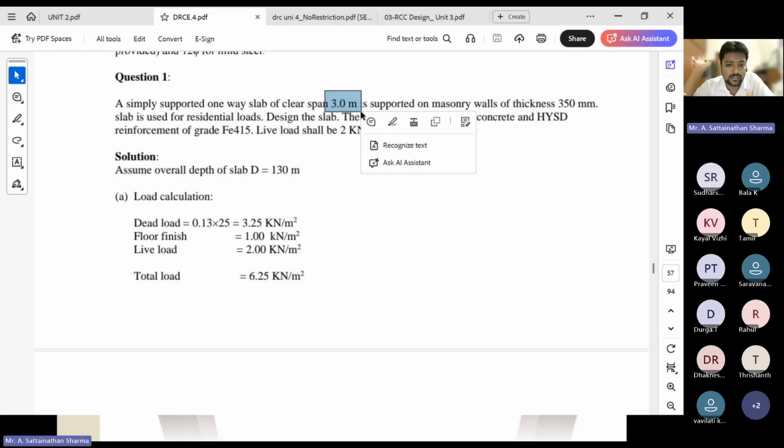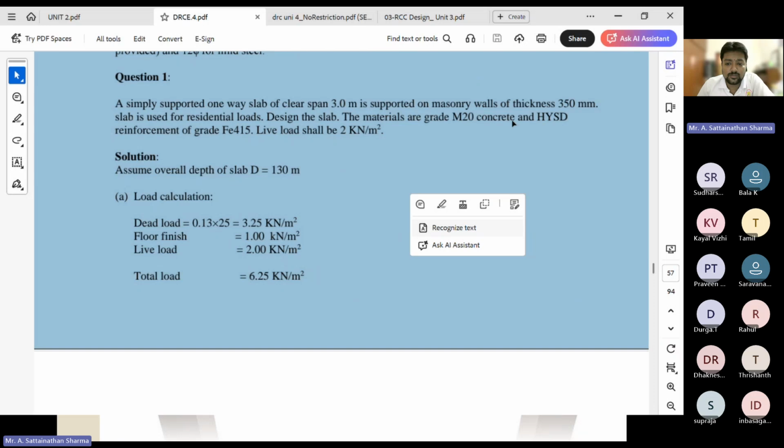That's the next question. Span is given. The first question is one way or two way. You can find that in the question; if not, you can assume. Next question, where is it going to be supported? Based on the support, you can understand whether it is a cantilever, simply supported or continuous. It is the support that gives you the idea.